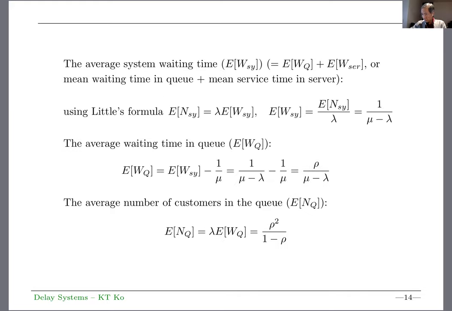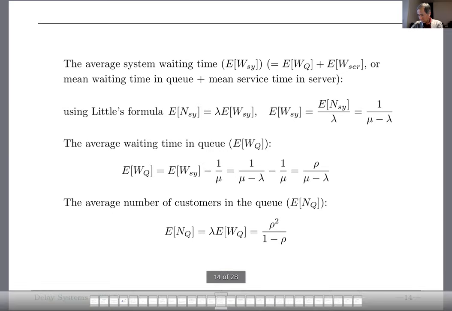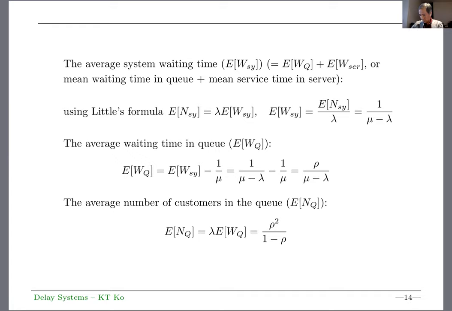NSYS, which we have just calculated, is lambda over mu minus lambda. Okay, so if you know NSYS, which is lambda over mu minus lambda, you can calculate WSYS, the waiting time in the system, by just dividing that by lambda, which is this value here. And then the waiting time in the system minus the average time you spend in the server is the waiting time in the queue.